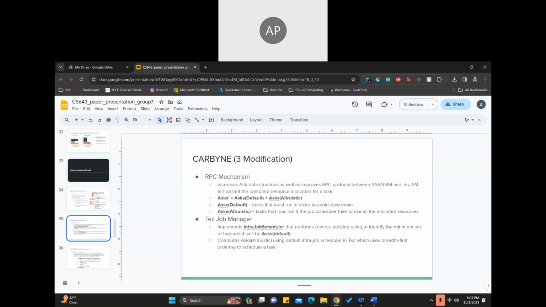Another component is TEZ's job manager. It implements intrajob functions that perform reverse packing to identify the minimum set of tasks which will be ask default. Also, it computes ask altruistic using the default intrajob scheduler in TEZ, which uses breadth first ordering to schedule a task.